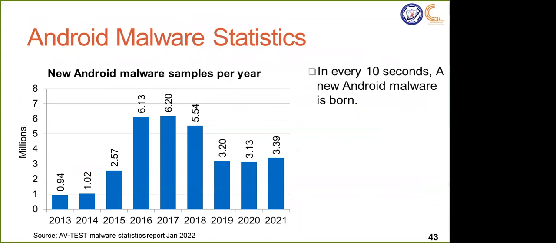Because of these malware vulnerabilities, Android becomes the first target of malware writers. A report published by AV-TEST shows that in the year 2021, around 3.39 million new Android malware were discovered, which shows that every 10 seconds a new Android malware is born. With this rapid growth, there is a need to trim it down by using malware analysis. So we need to perform malware analysis.